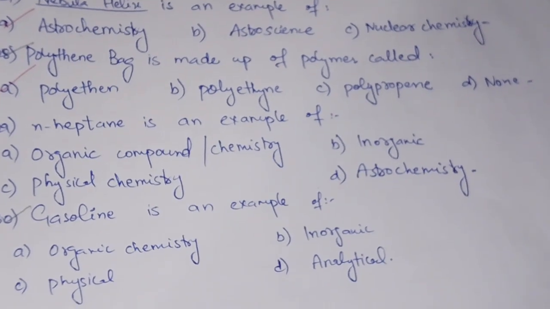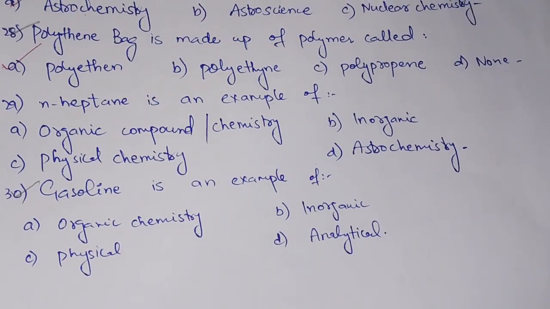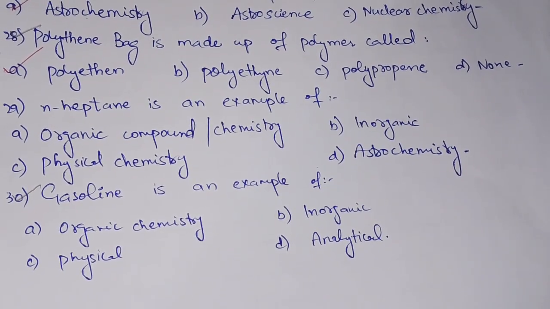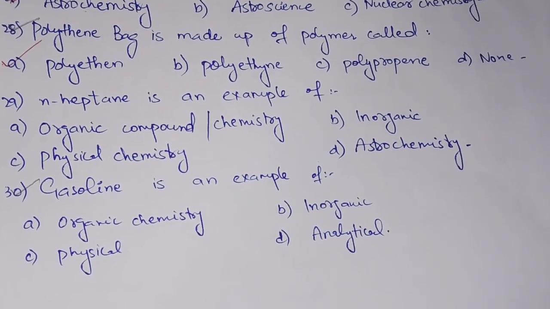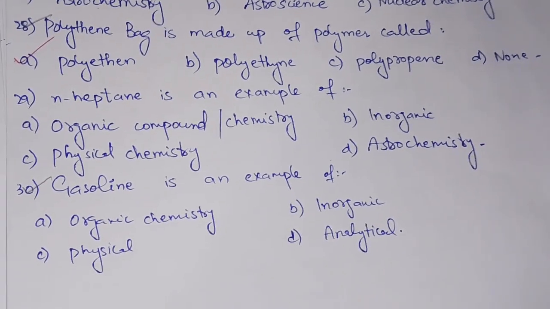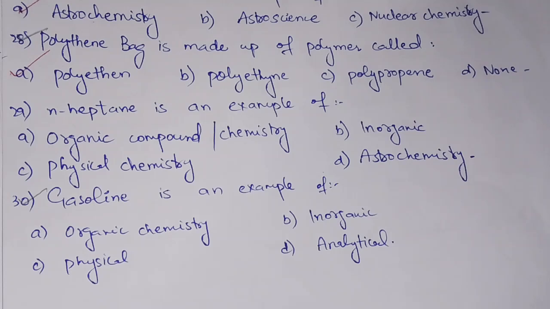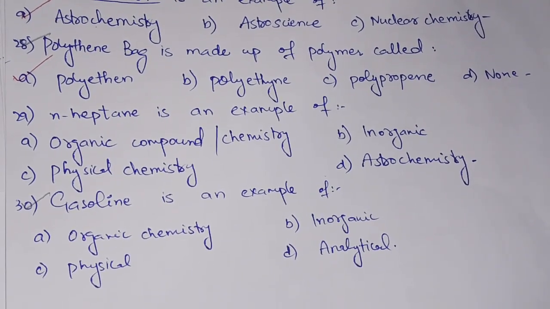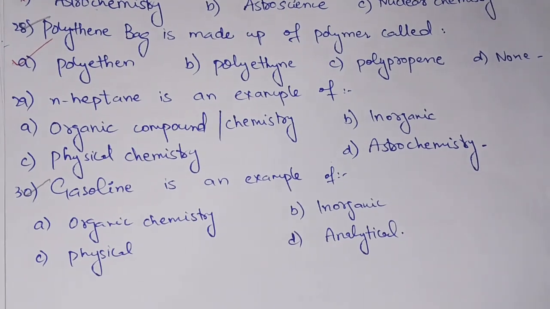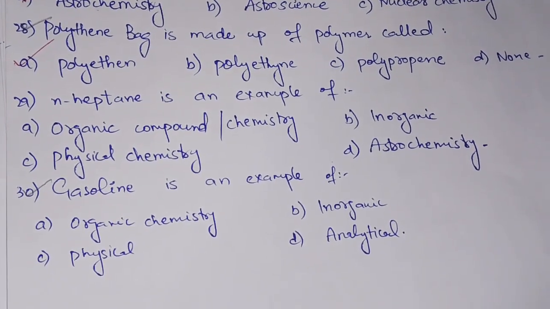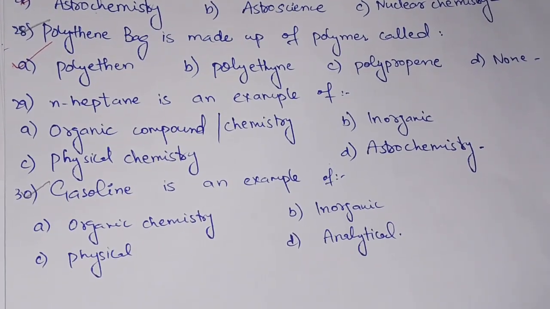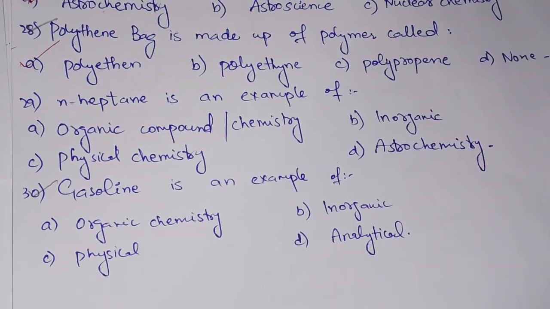N-heptane is an example of option A organic chemistry, option B inorganic chemistry, option C physical chemistry, and option D astrochemistry. Organic compounds are made up of hydrogen, carbon and oxygen. Inorganic chemistry deals with all the elements except carbon, hydrogen and oxygen. Physical chemistry is the physical side of chemistry. And astrochemistry is related to the stars.